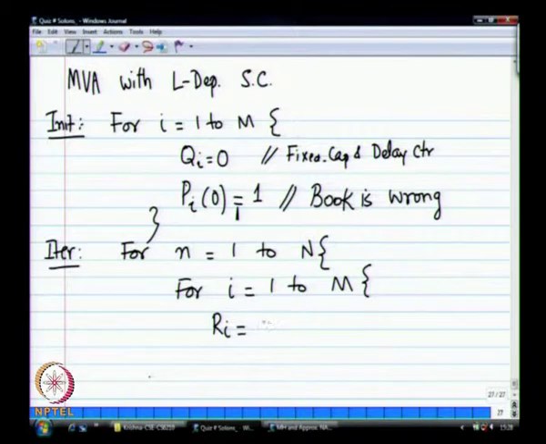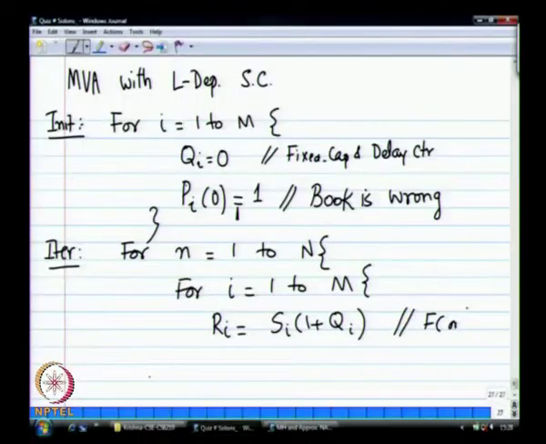So what is Ri? If it is a fixed capacity center, it is Si into 1 plus Qi, remember, the queue length when there are n minus 1 customers, plus myself, into the service time. That is how we calculated this. So for any i that is a fixed capacity center, this is your Ri. Look at this as a switch statement or a case statement, and Ri equals Si if it is a delay center. Depending on what i is representing, you change your formula.